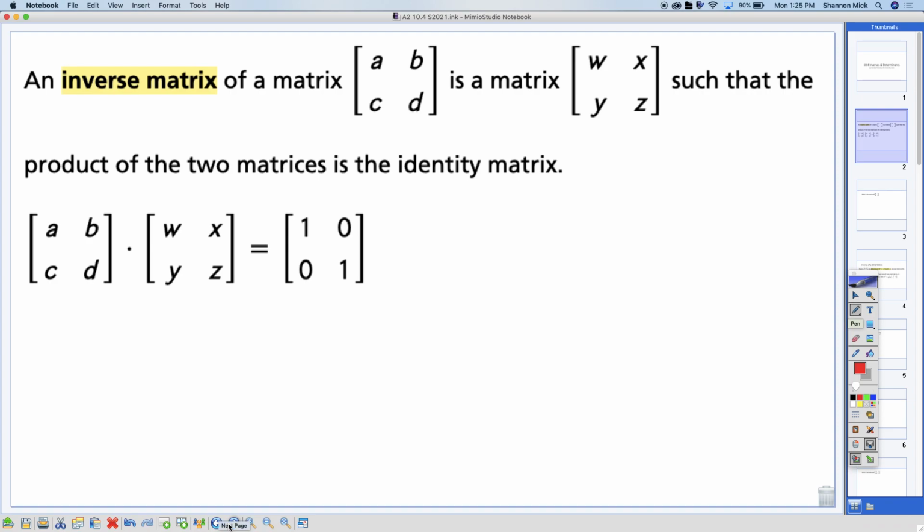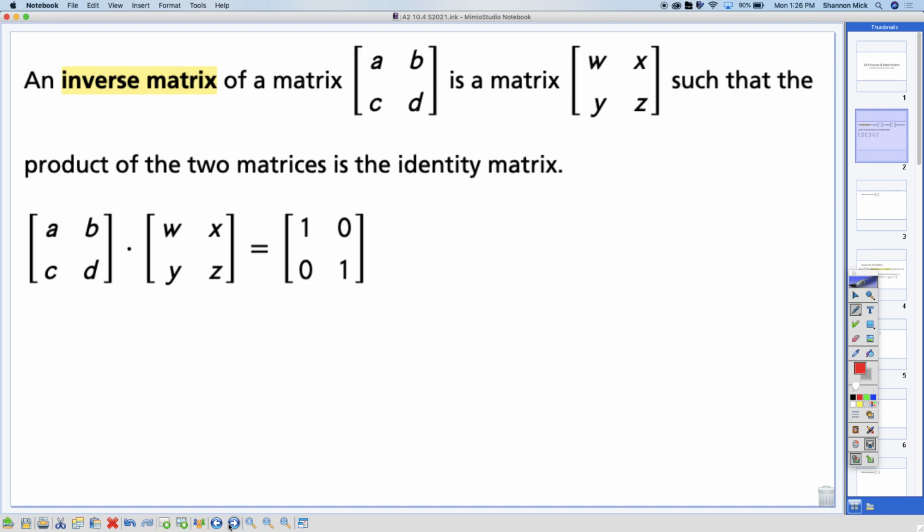Okay, so an inverse matrix of a 2x2 matrix A, B, C, D is the matrix W, X, Y, Z such that the product of the matrices is the identity matrix, 1, 0, 0, 1. We talked about that identity, right? Identity is something I can multiply the matrix by and I get what I started with, correct? So I need to do this product and get this.